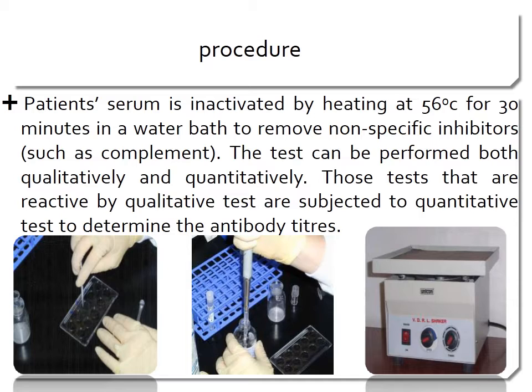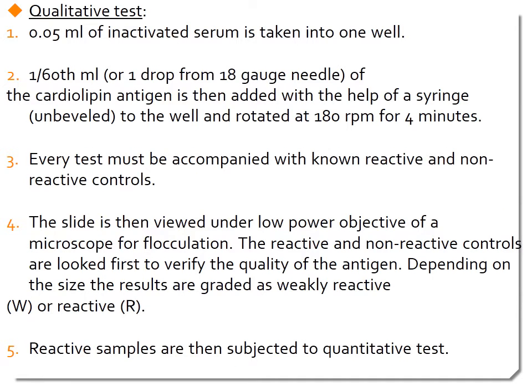Now the test can be performed both qualitatively and quantitatively. Those tests that are reactive by qualitative test are subjected to quantitative test to determine the antibody titers. 0.5 ml of inactivated serum is taken into one well. 1/60th ml of the cardiolipin antigen is then added with the help of a syringe to the well and rotated at 180 rpm for 4 minutes. Every test must be accompanied with reactive and non-reactive controls.